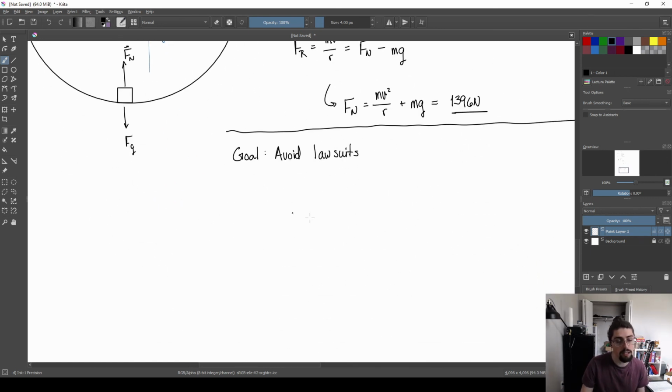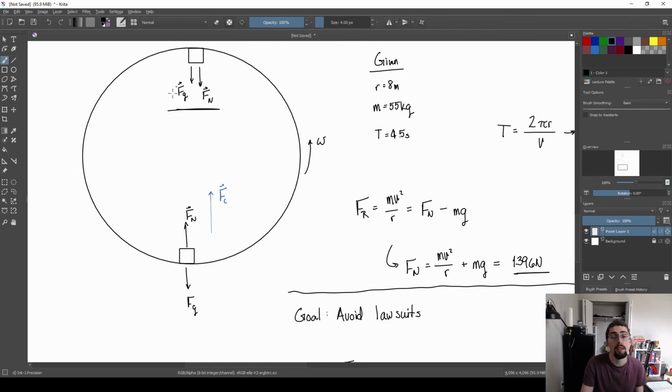So if our goal is to simply avoid lawsuits, the centripetal force must be greater than or equal to mg. If it's equal, we are dancing on a very fine line. But as long as we are in one of these conditions, to make up that difference, if the centripetal force is greater than mg, it's normal force that's there to help make up that difference for us.